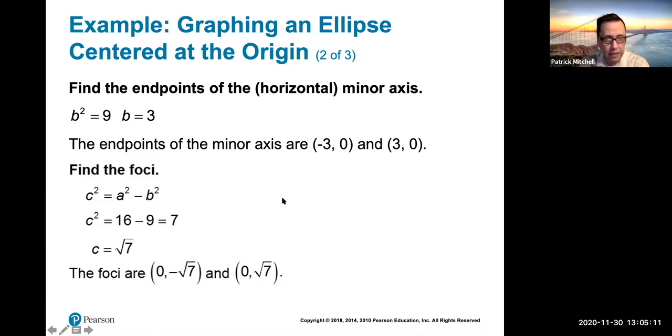All right, so now that we know a and b, we can find the foci. Remember the equation c squared equals a squared minus b squared. So that tells us that c squared is equal to 16 minus 9, which is 7. Therefore, c is the square root of 7, which means the foci, which remember are going to be on the vertical axis, are (0, square root of 7) and (0, negative square root of 7).